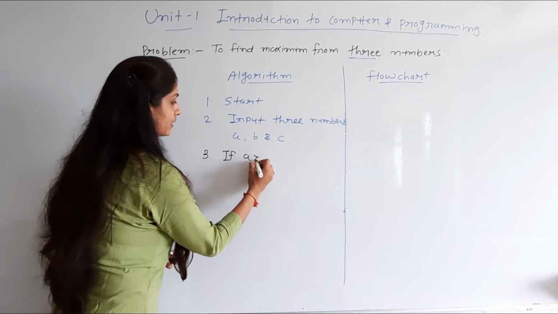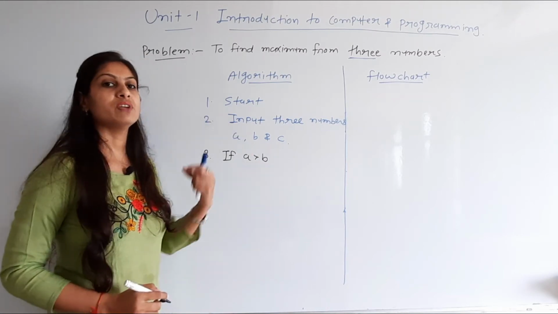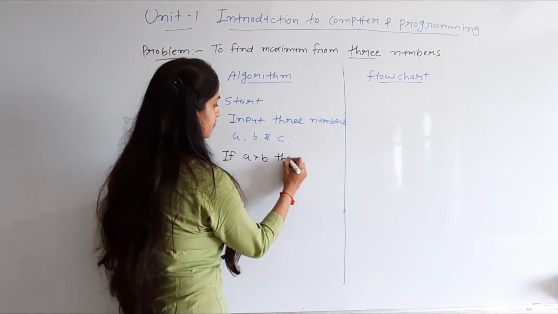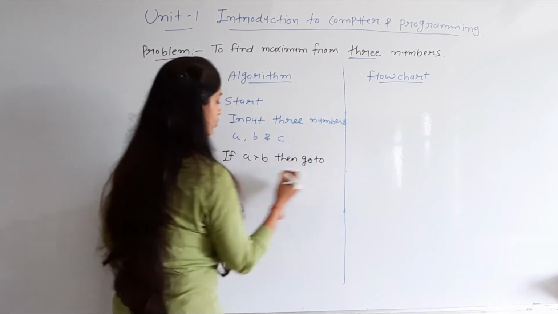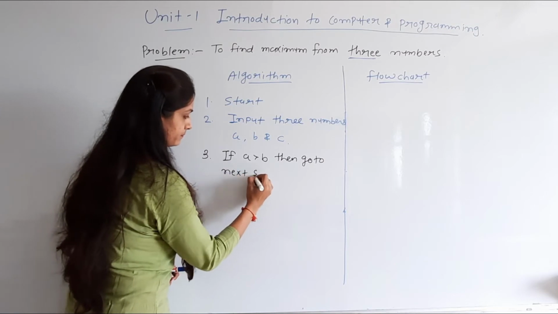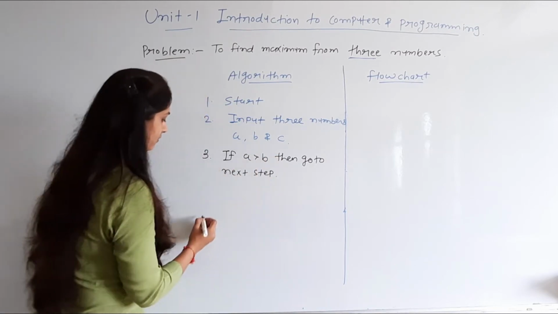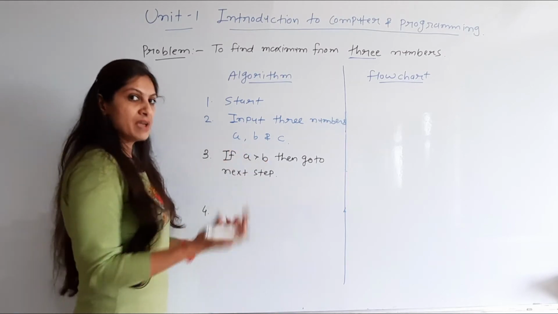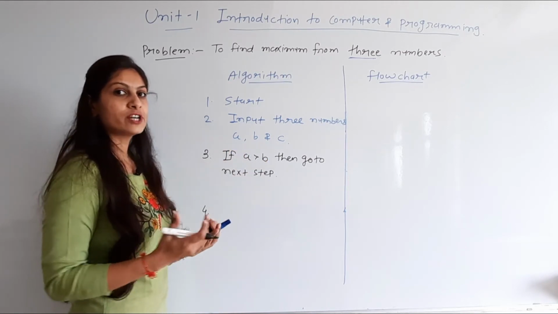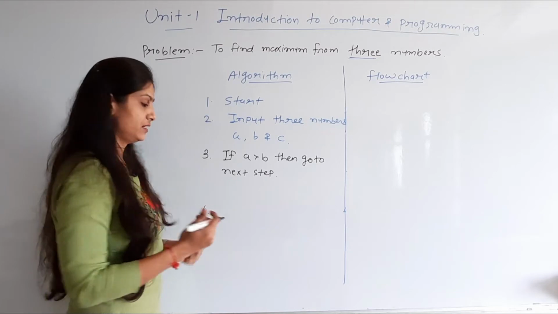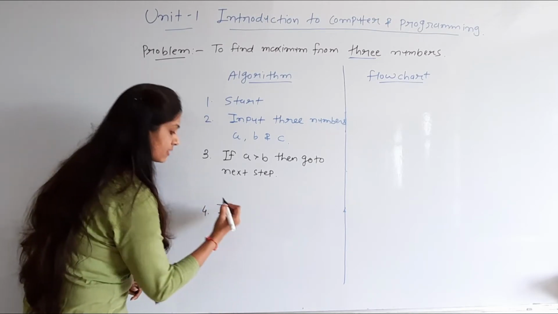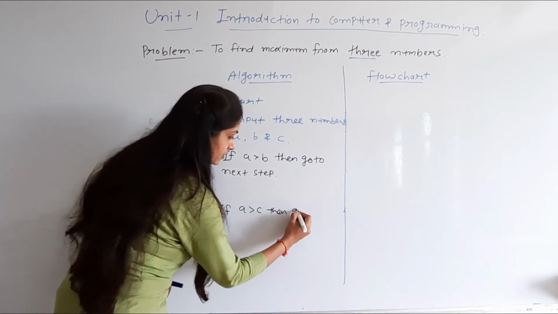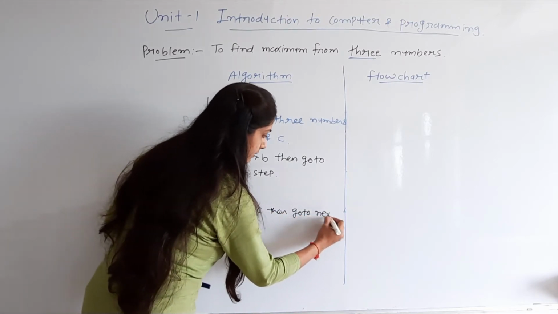If A greater than B, then we have to jump to some place. So if A greater than B, then go to the next step, and I am starting with the next step, number 4. This indicates A is max. So we have to check for another condition, A greater than C. So again, condition means an if statement. If A greater than C, then go to the next step.